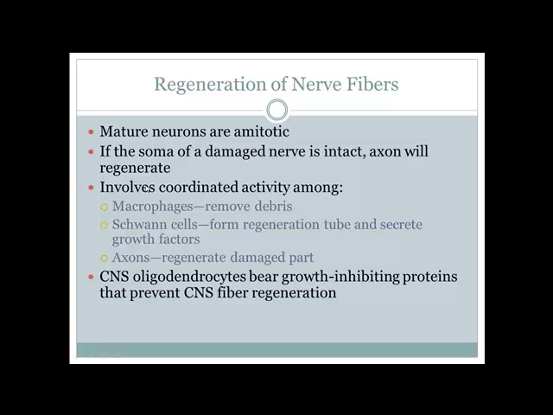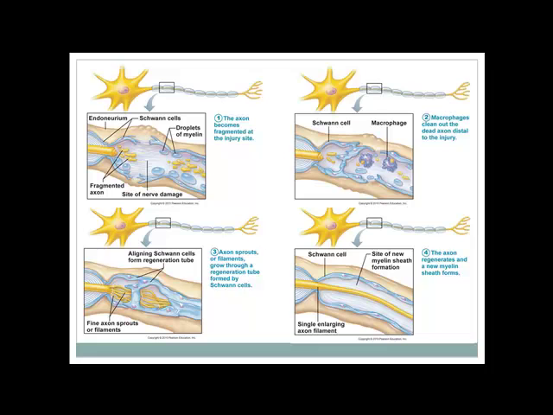In order for nerve regeneration to occur, first you're going to need macrophage to clean up the damaged area. Then you get Schwann cells that are going to create a tube for the new nerve to follow, and then your axons will regenerate through that damaged portion.